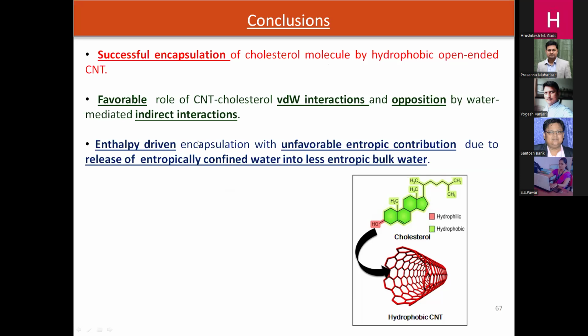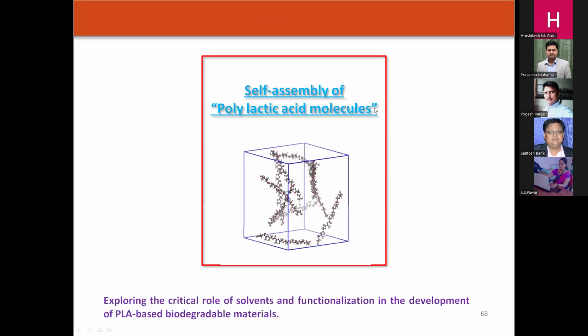They were forced to go into the random bulk. And again, that's an unfavorable entropic contribution. Okay. So that's the third project.